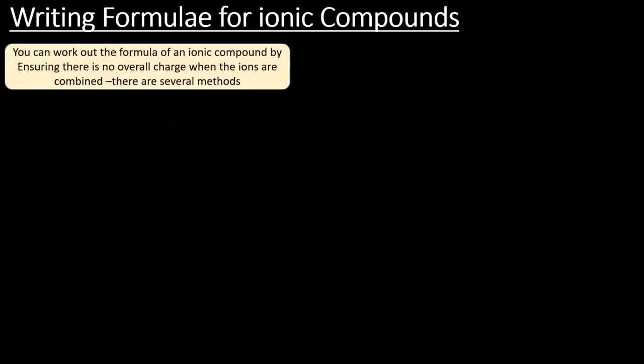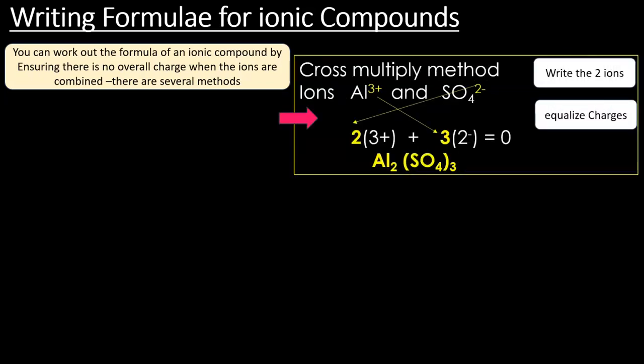When it comes to writing formulae for ionic compounds, we must make sure that there is no overall charge. So however many positive and negative ions it takes, when we put these together, there must be no overall charge. There are several ways of doing this, and I'm fairly sure you will be familiar with at least one of them. Firstly, what we call the cross-multiply method.